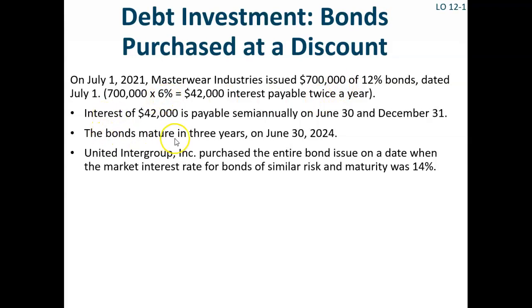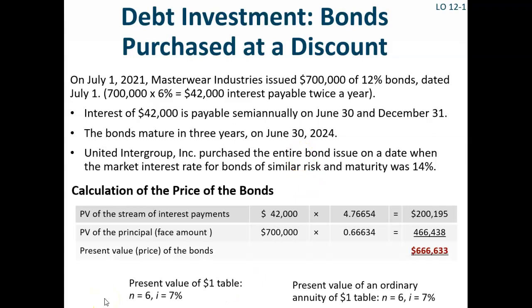The bonds mature in 3 years on June 30th, 2024. United Group, Inc. purchased the entire bond issue on a date when the market rate for the bonds of similar risk and maturity was 14%. Let's go through the 4-step process to calculate the issue price of the bond.